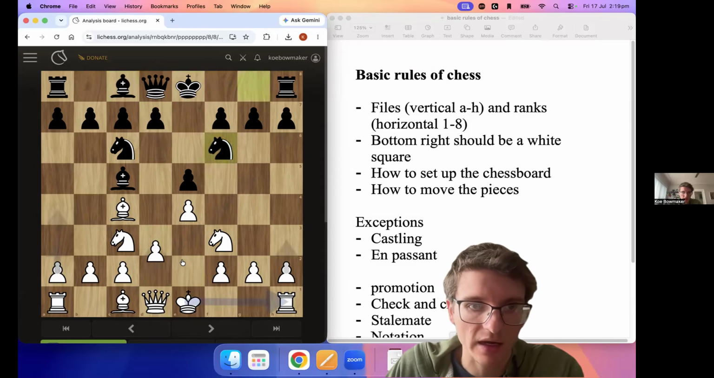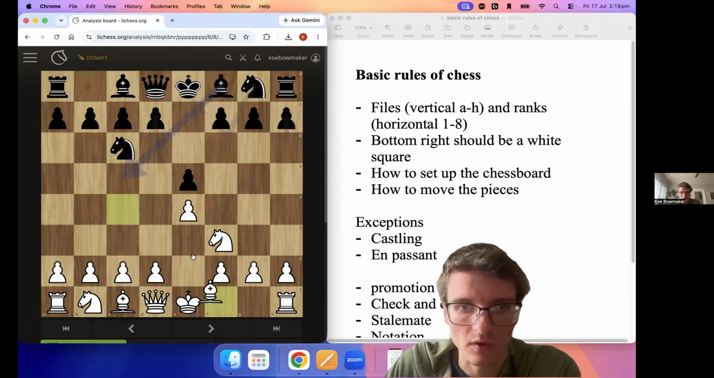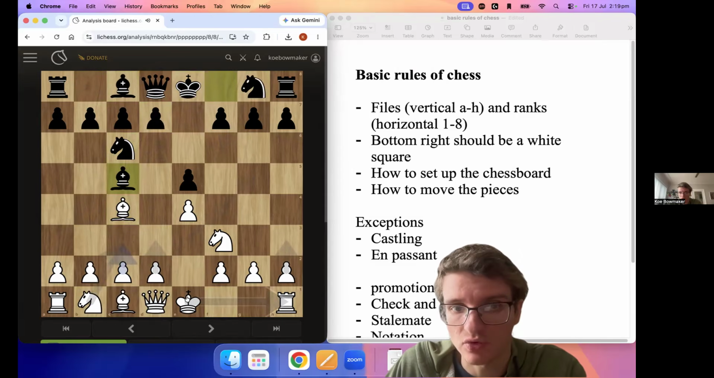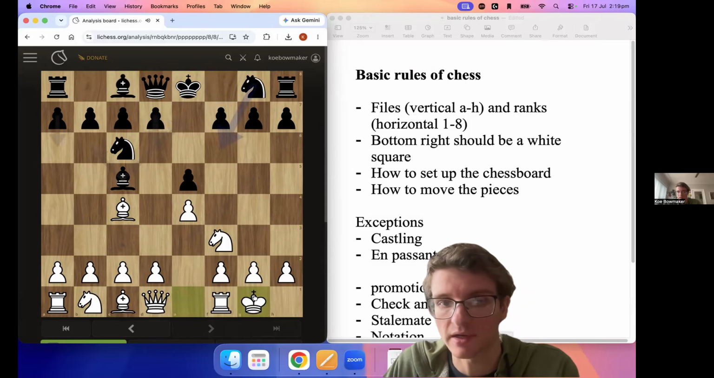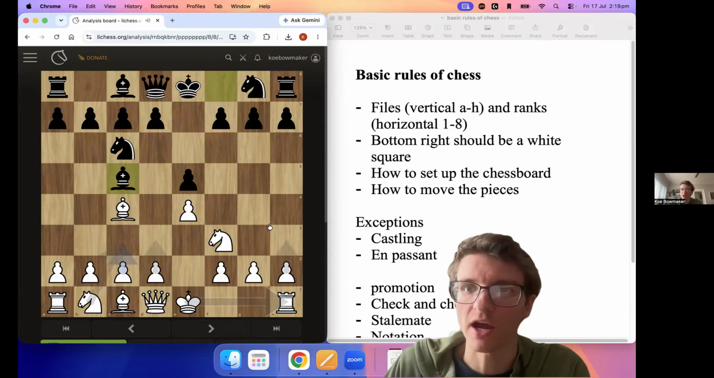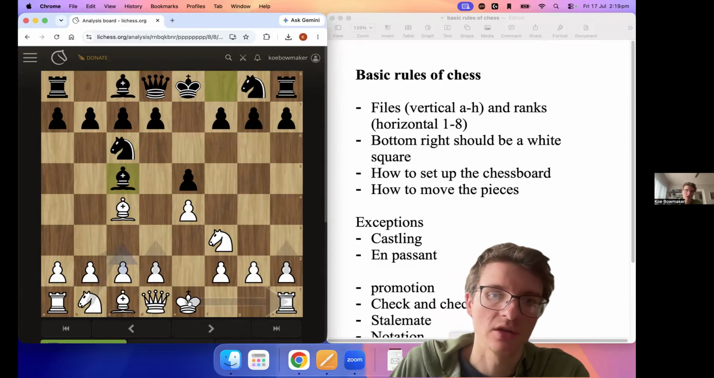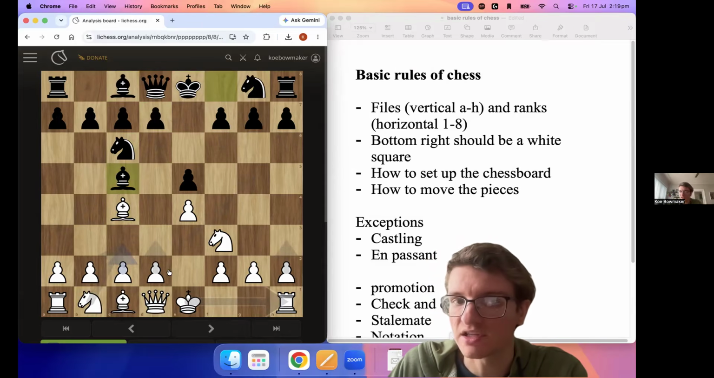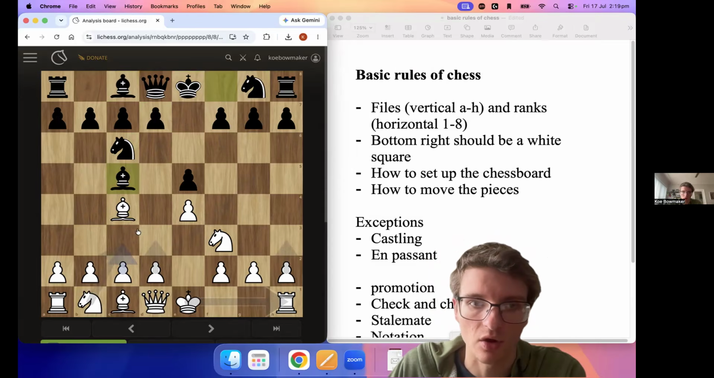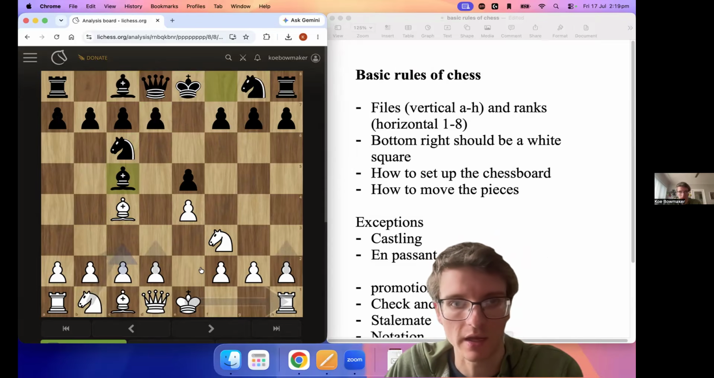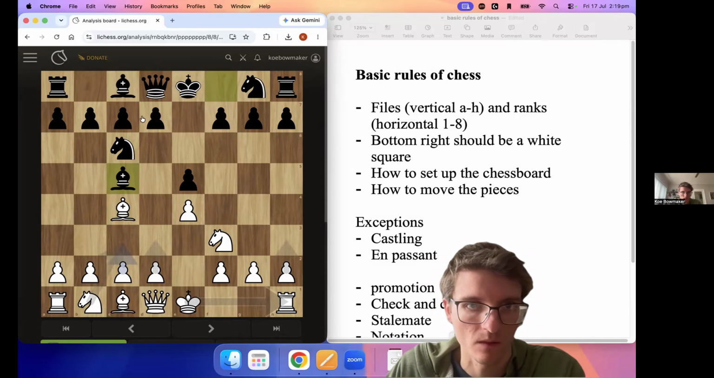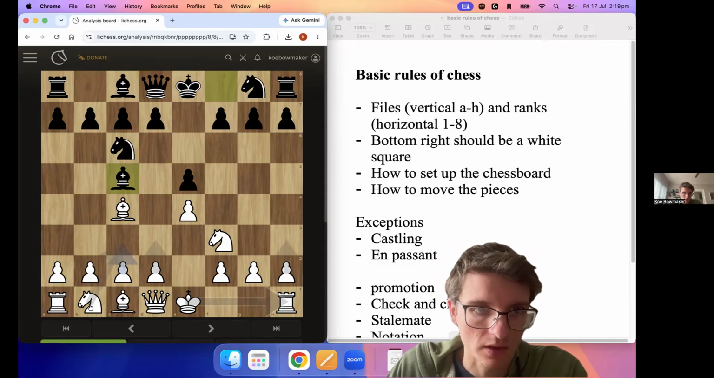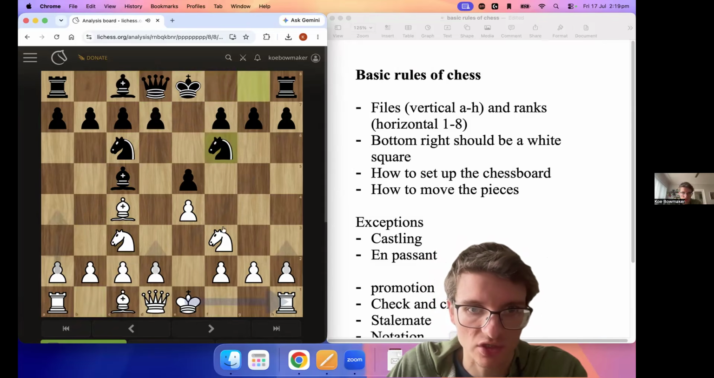If we go back and we want to castle kingside, so the king side of the board, once again, we call that kingside castling. So the rules for castling is that no pieces can be blocking the king's pathway. So let's say we have this position here.